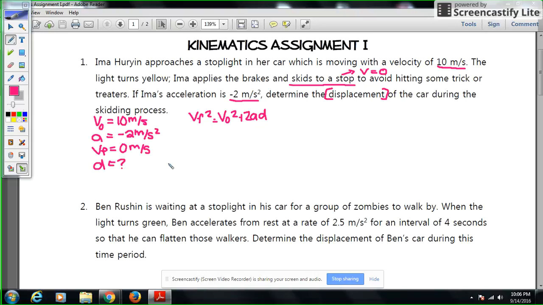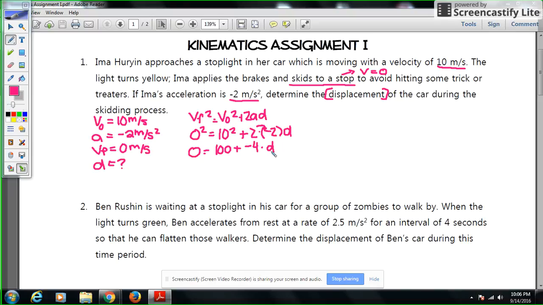Now, once you've identified an equation, all you need to do is plug in the numbers for the letters. So Vf here is 0, so I'm going to write 0 squared is equal to V0, which is 10, so 10 squared, plus 2 times a, which is negative 2, it's a negative, there you go, times the displacement. So now we can go ahead and do some math. So 0 squared is 0, 10 squared is 100, and here 2 times a negative 2 ends up being negative 4 times the displacement.